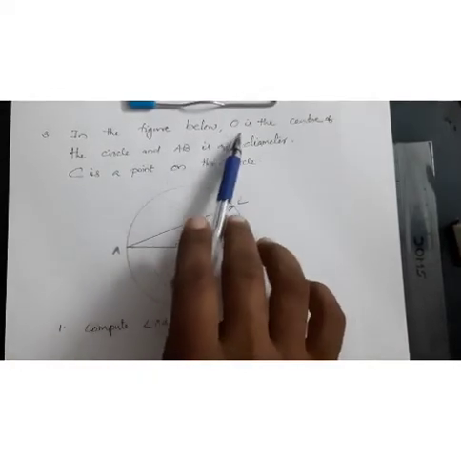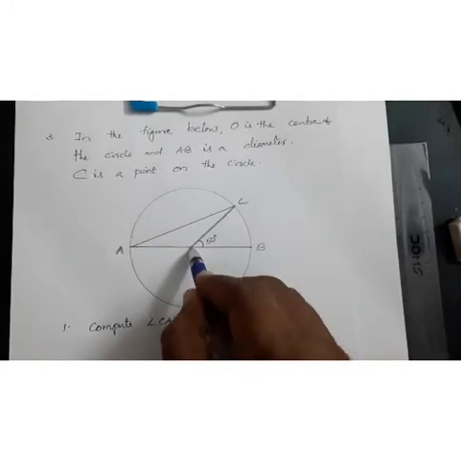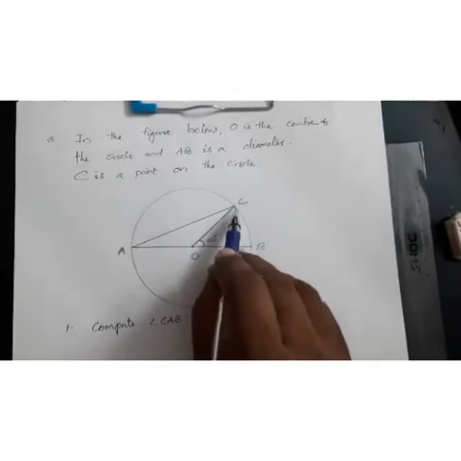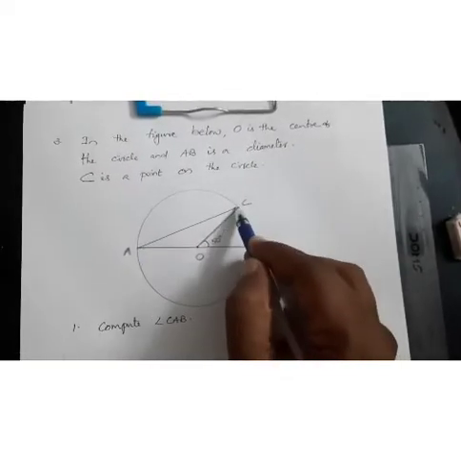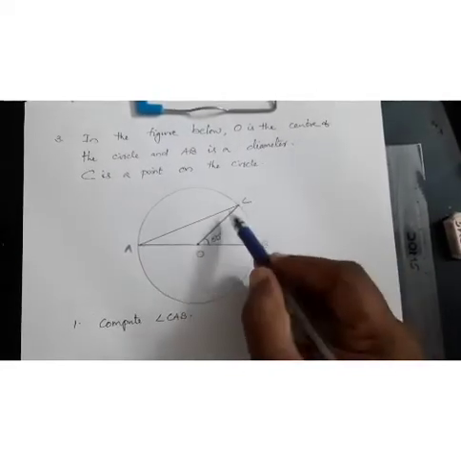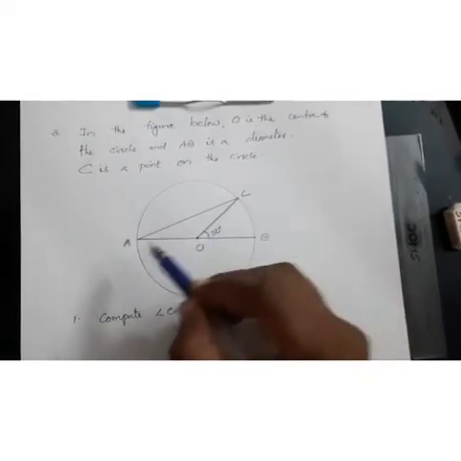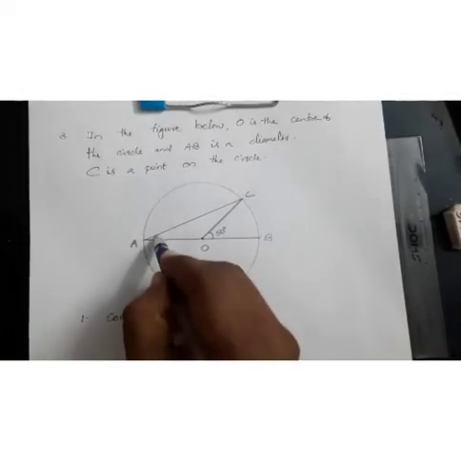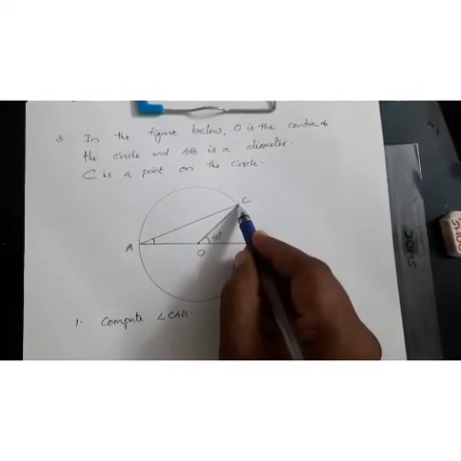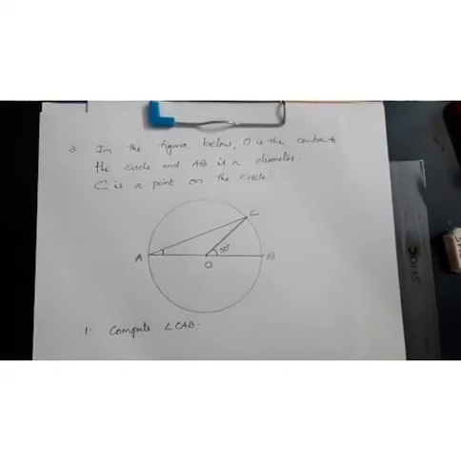In the figure below, O is the center of the circle. And AB is the diameter. C is a point on the circle. We have to compute angle CAB. This angle you have to find out. O is the center, C is a point on the circle. CAB angle you have to find out.